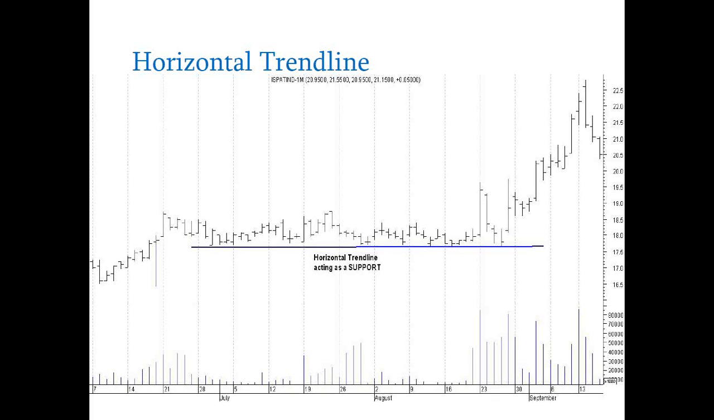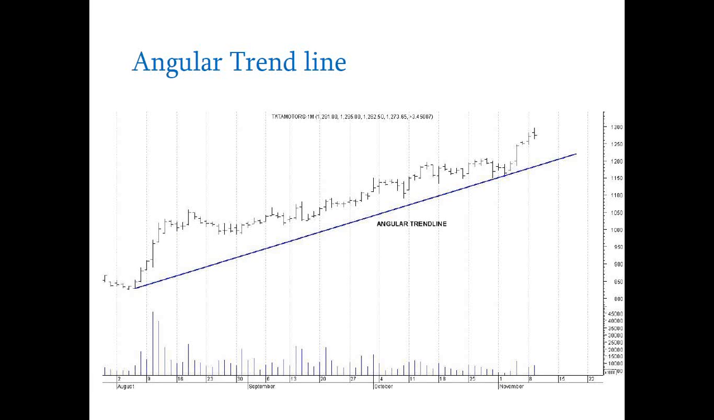Now this is a horizontal trend line, a fantastic way of generating a support. Here what we have done is we have made a horizontal trend line, a trend line where the supports are almost at the same price point. This is known as the horizontal trend line. This acts as a support for that particular counter. Now this is how an angular trend line looks. This particular trend line is at a particular angle. This is known as an angular trend line. These are simple kinds of trend lines which are seen in trading.